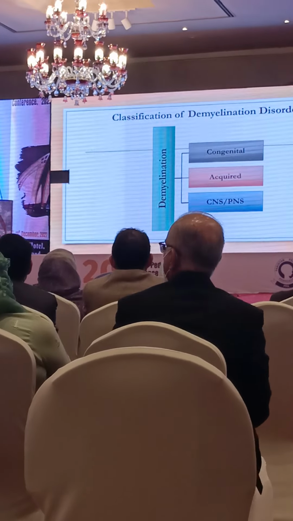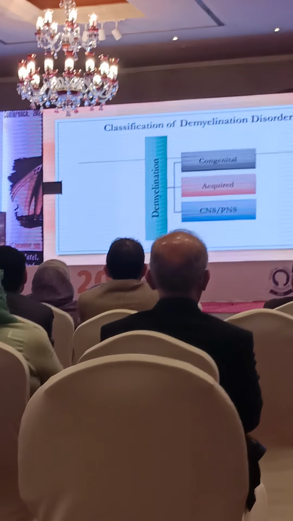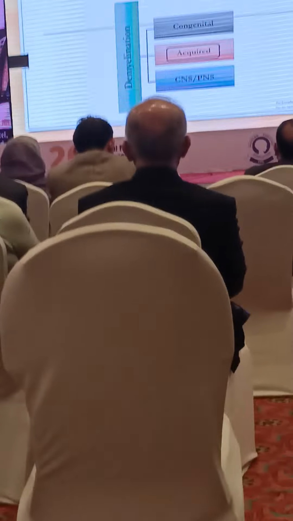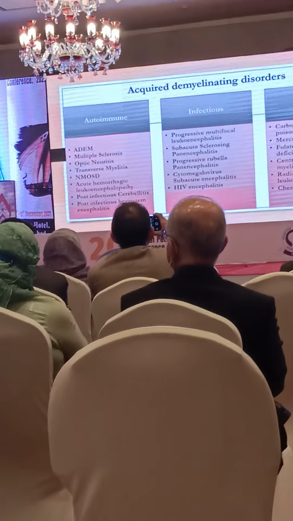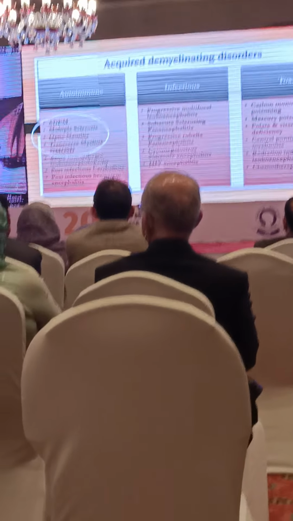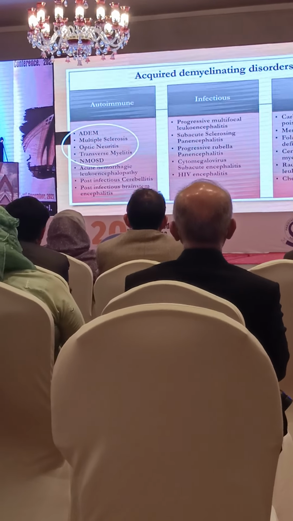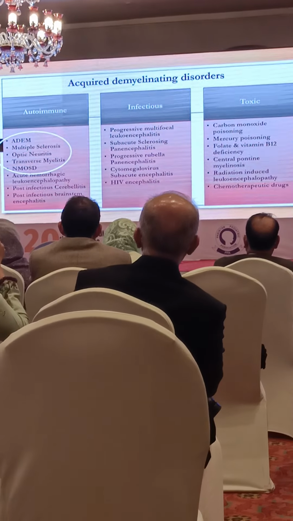Now we classify. Demyelinating disorder is a big group. It may be congenital or acquired. It may involve the central or the peripheral nervous system. We mainly focus on acquired demyelinating disorders. These may result from exposure to toxins, infections, or autoimmune disorders. Among autoimmune, the most important ones are acute demyelinating encephalomyelitis, MS, optic neuritis, transverse myelitis, and neuromyelitis optica spectrum disorder.